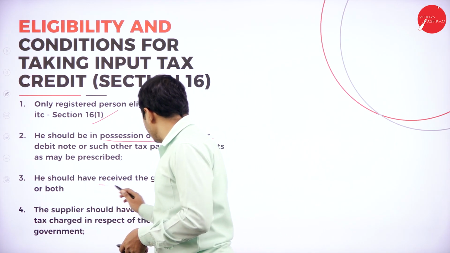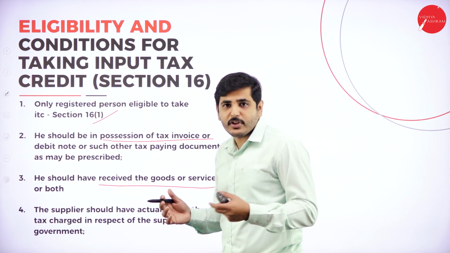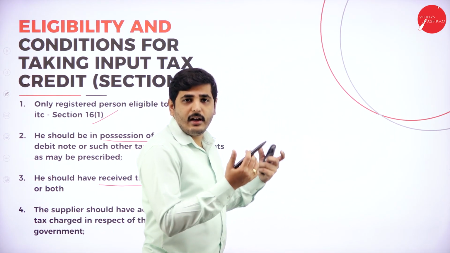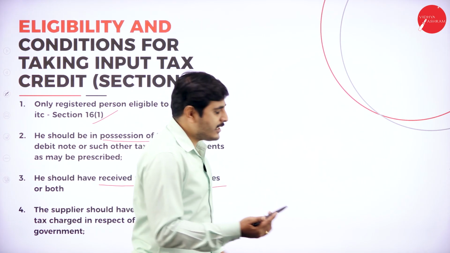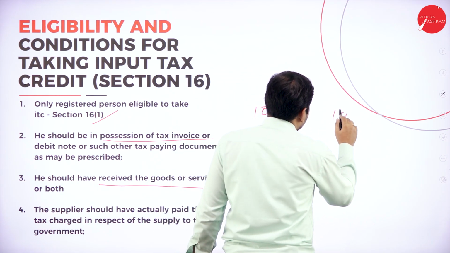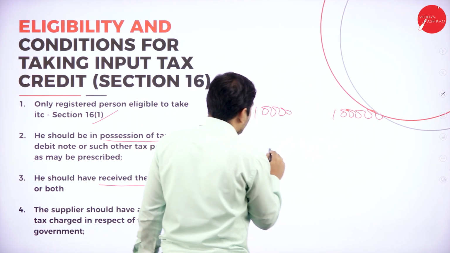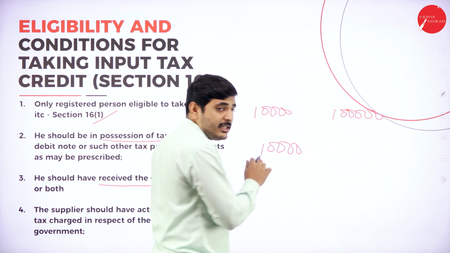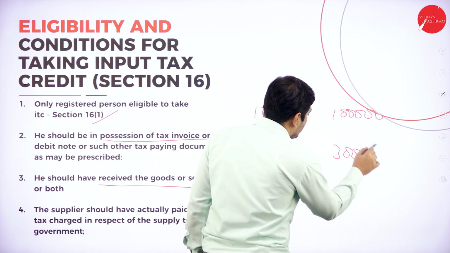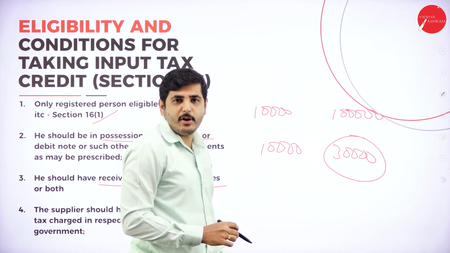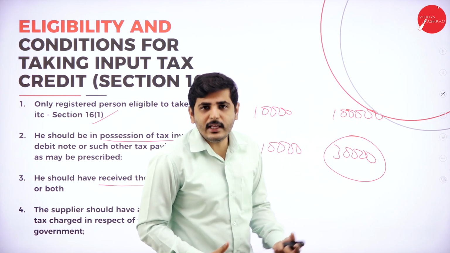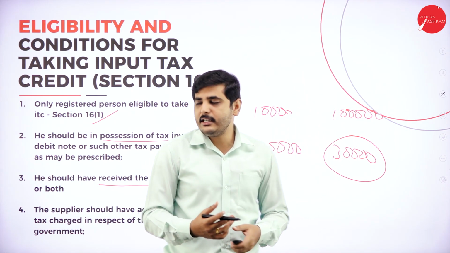He should receive the goods or service both. First we have to receive full goods. For example, if we are receiving goods in installments, today I receive 10,000 worth of raw materials, tomorrow I receive 10,000 worth, day after tomorrow I receive again 10,000 worth. Ultimately I have received 30,000 worth of raw materials. Till I receive all 30,000 worth, I cannot claim the input tax credit. Once I receive all the goods, then only I can claim the input tax credit.